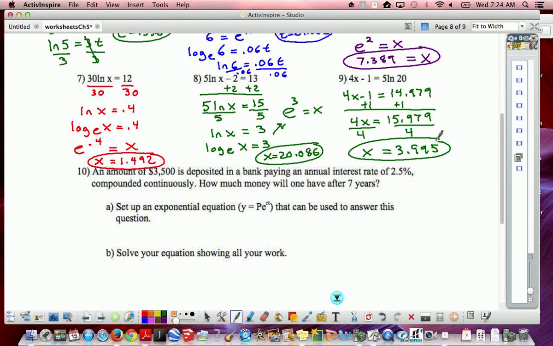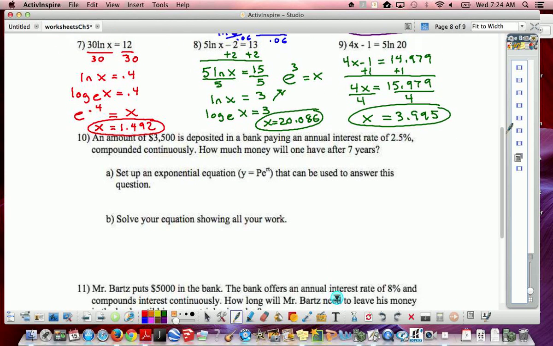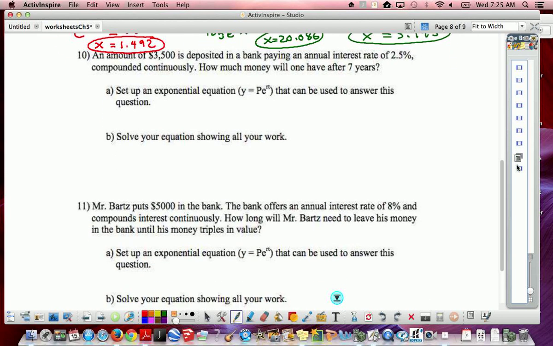All right, so that takes care of just kind of the basic natural log type problems and base e type problems algebraically. Now how we can put some of those equations and use them in some sort of context. So if we look at number 10, it says an amount of $3,500 is deposited in a bank paying annual interest rate of 2.5% compounded continuously. That tells you you're using the Pert formula. How much money will you have after 7 years?